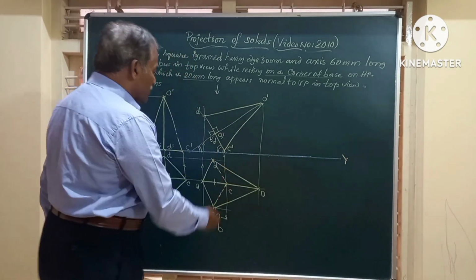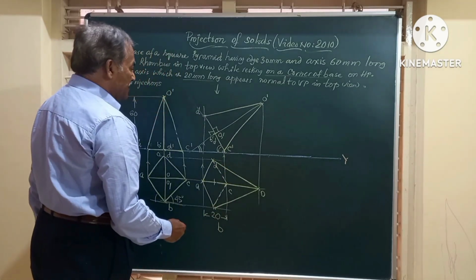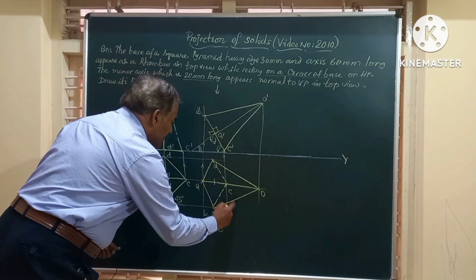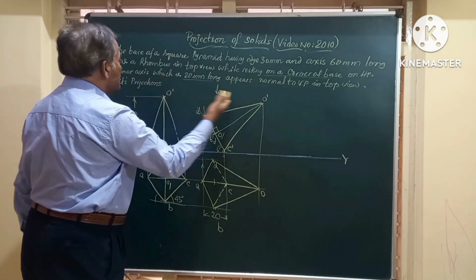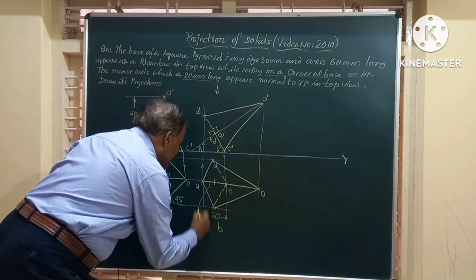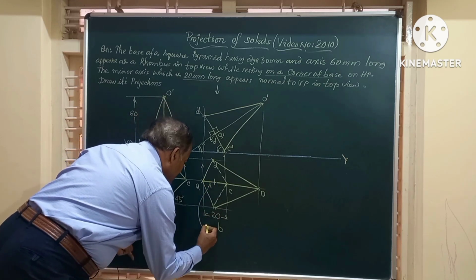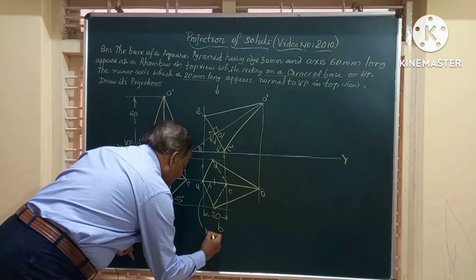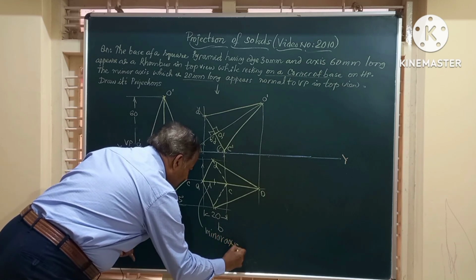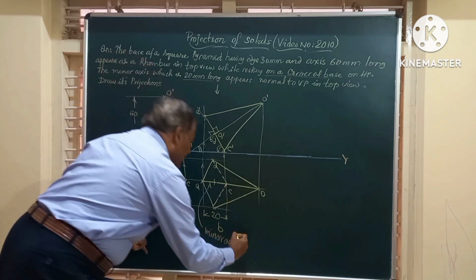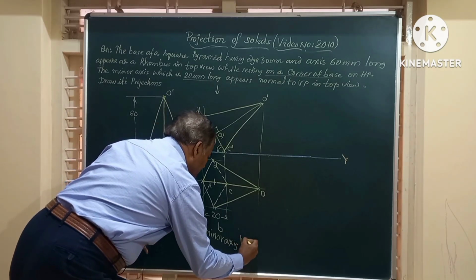Now if you observe the top view, friends, you will see that the shorter diagonal of the rhombus, or the minor axis, is AC. So this is the minor axis or shorter diagonal of the rhombus, and that is now parallel to VP.